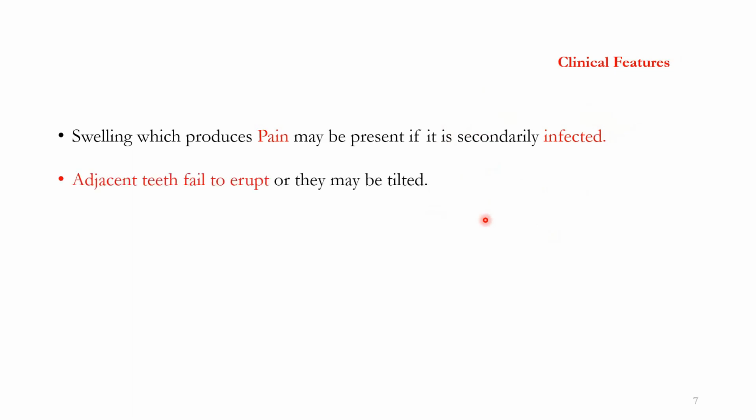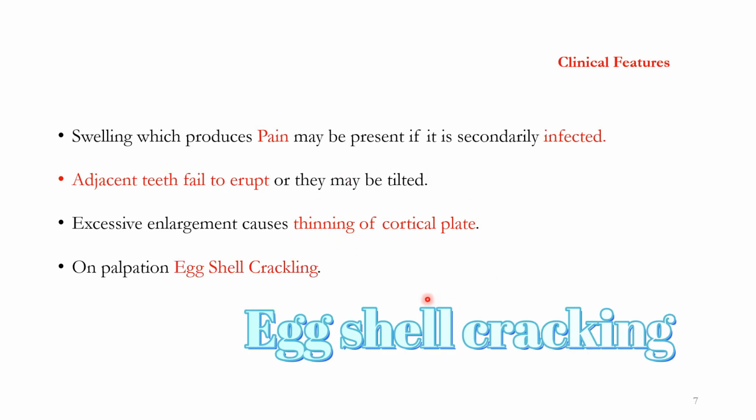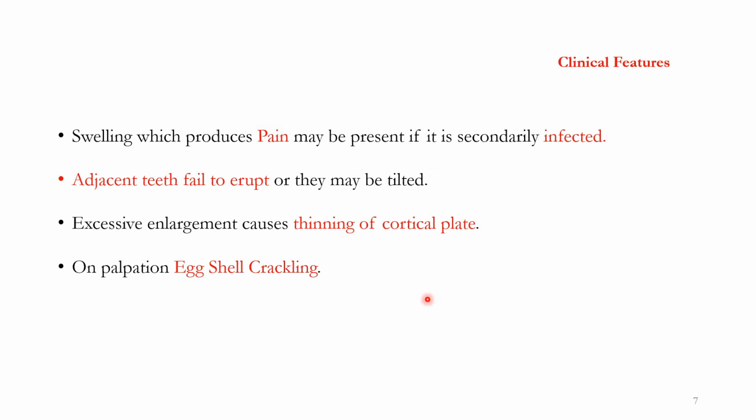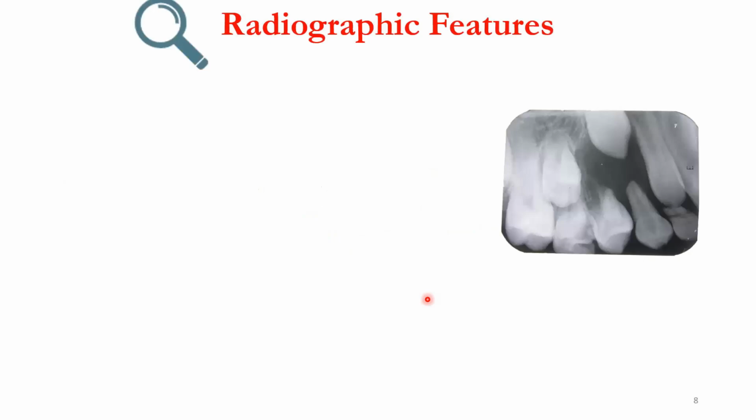Sometimes adjacent teeth can fail to erupt or they can become tilted. Like I said, it gets displaced. So, clinically, when you're looking in the oral cavity, it looks as though it is suddenly tilted at an angle. Excessive enlargement can cause thinning of the cortical plate, and this on palpation can sound like an eggshell crackling.